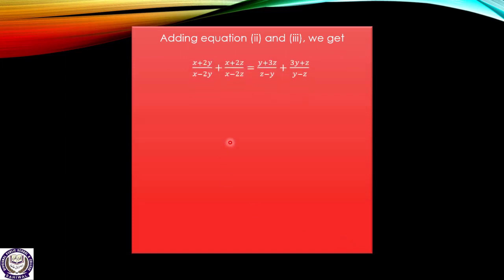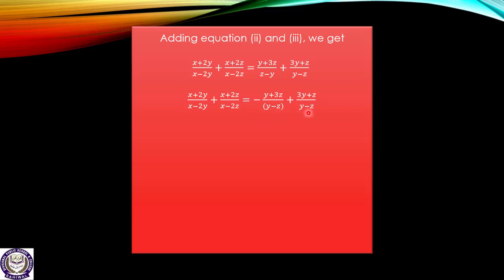We get (x + 2y)/(x - 2y) + (x + 2z)/(x - 2z) is equal to (y + 3z)/(z - y) + (3y + z)/(y - z). These denominators differ by sign. To match their signs, we take minus common from this expression. After taking minus common, we get -(y + 3z)/(y - z) + (3y + z)/(y - z).